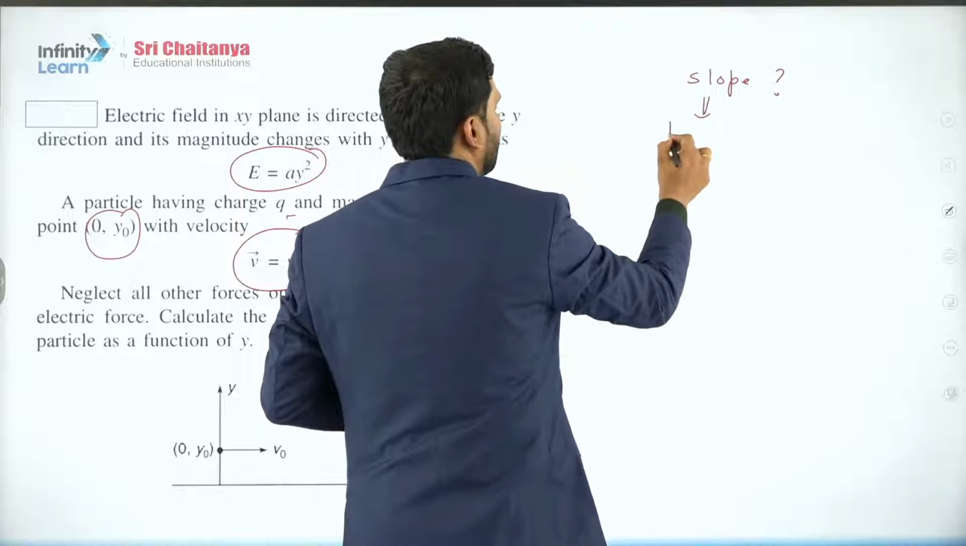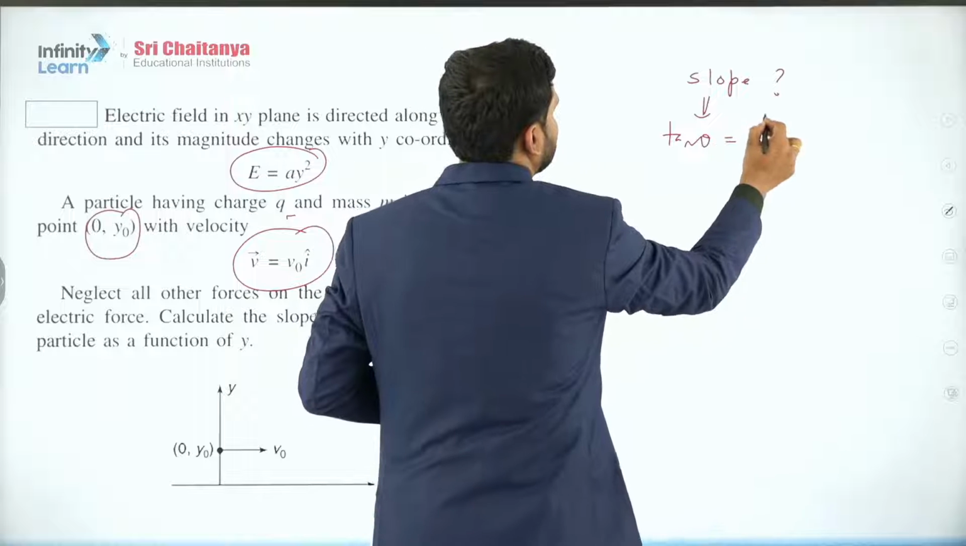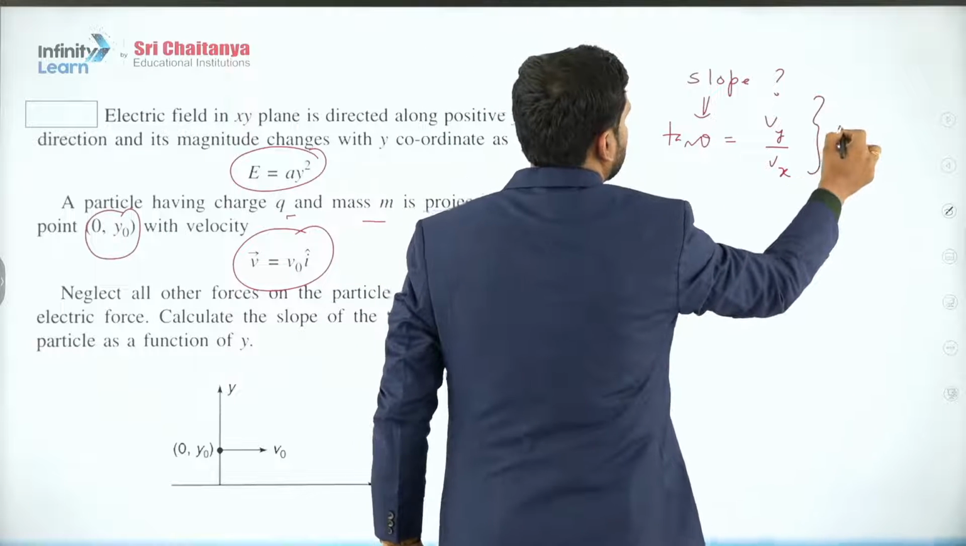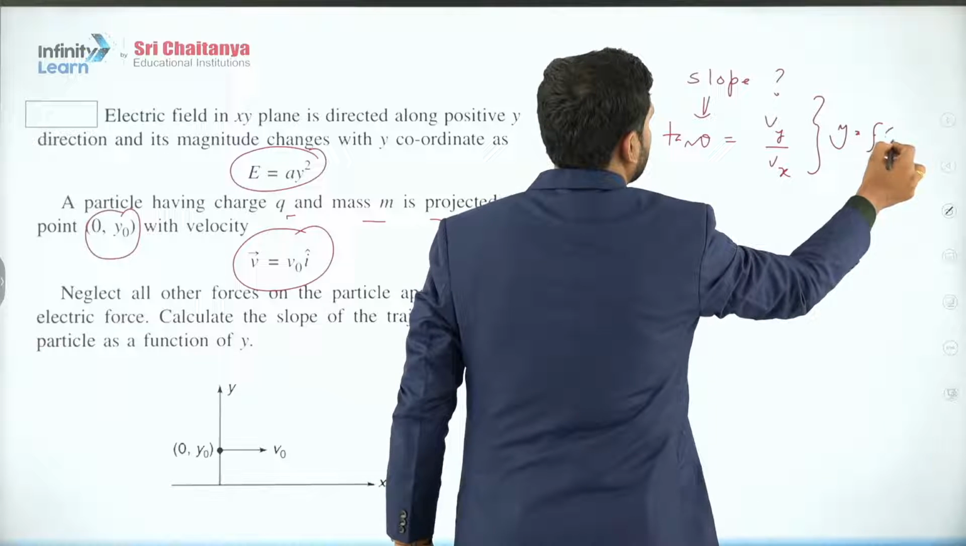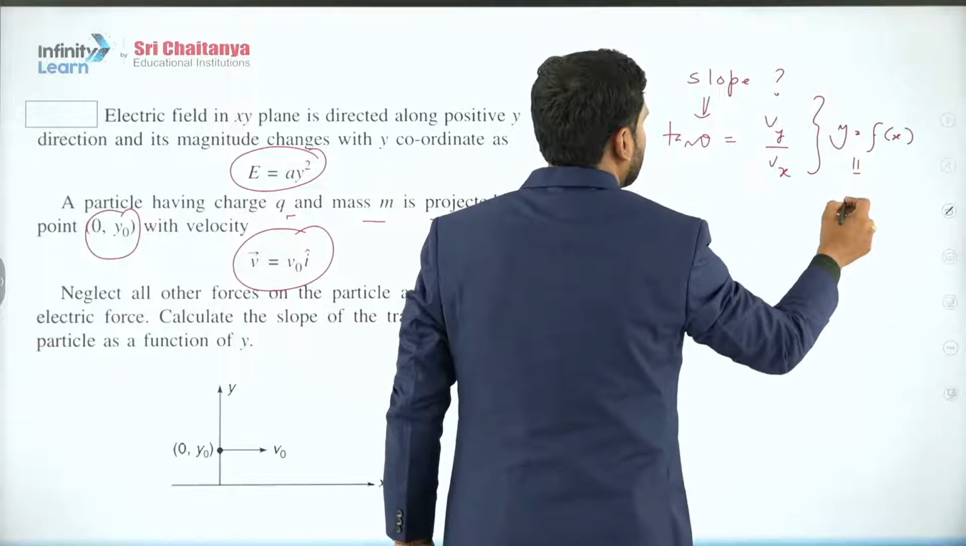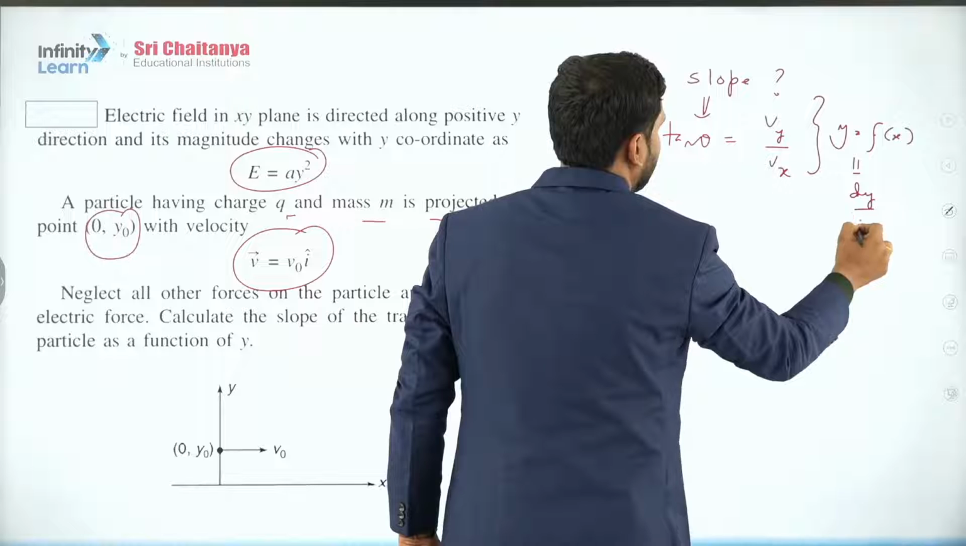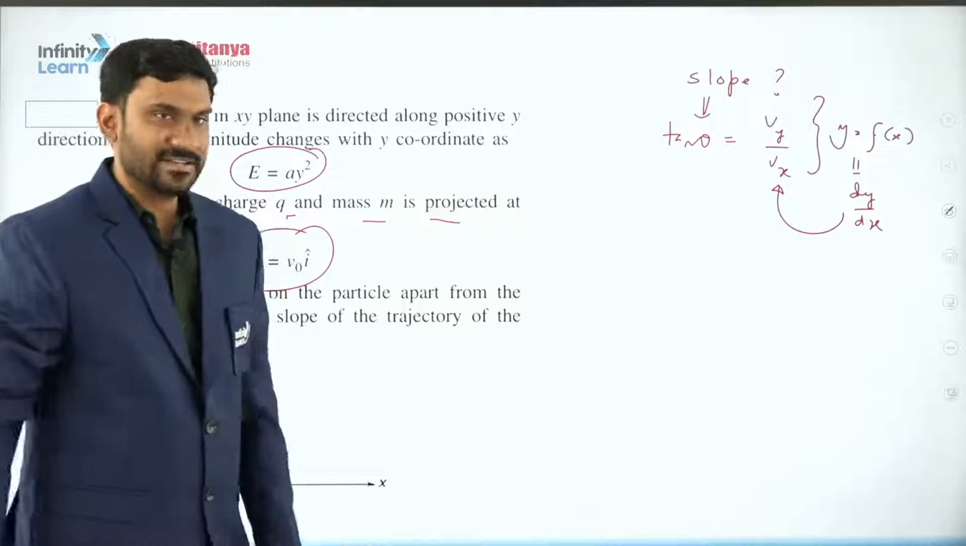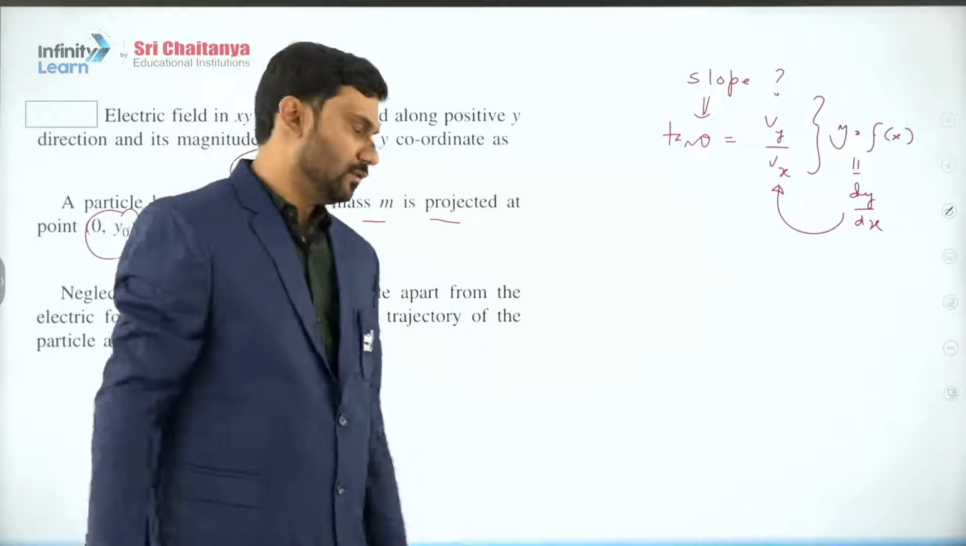Do you know the formula for the slope? Yes, we know. Tan theta is generally Vy by Vx if there is a curve given y as a function of x, and the slope is generally written as dy/dx. Further modification you can write Vy by Vx. So that's what slope is all about.